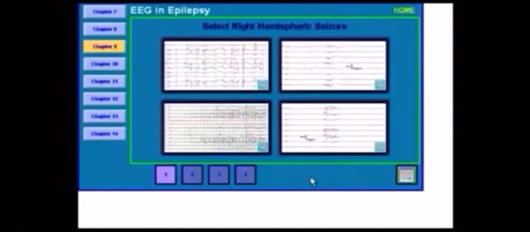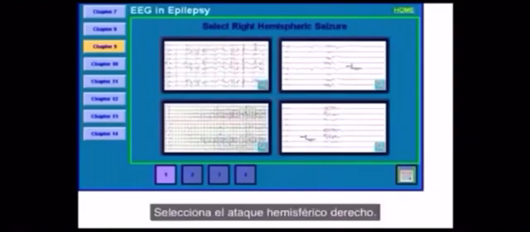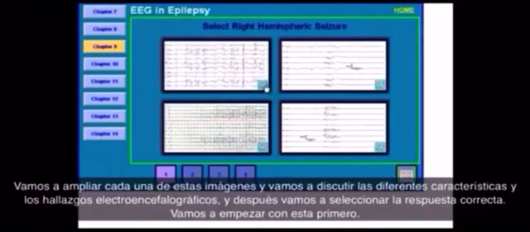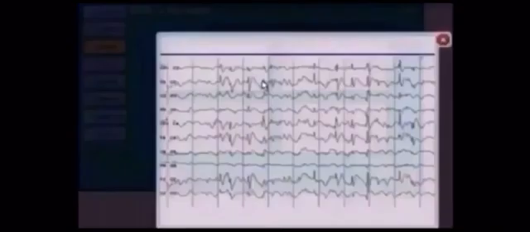I'll start with chapter 9 today. So the first question: select the right hemispheric seizure. Let's enlarge each of these images, then we'll discuss the different characteristics and EEG findings and pick the right answer. So let's start with this one.